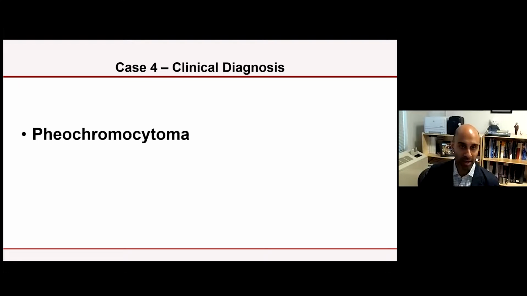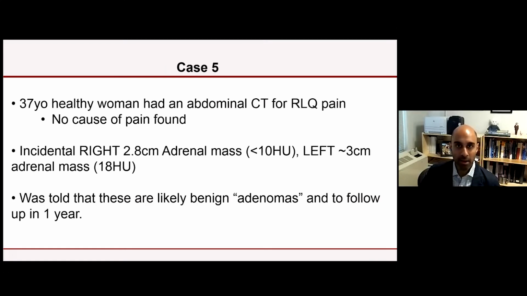Okay, this is the last case, case 5, and this is almost a test case to see whether everything we went through in this lecture made sense. This is a 37-year-old woman, healthy, no medical issues, who had an abdominal CAT scan for acute right lower quadrant pain. The cause of the abdominal pain was not found, but there were some incidental findings.